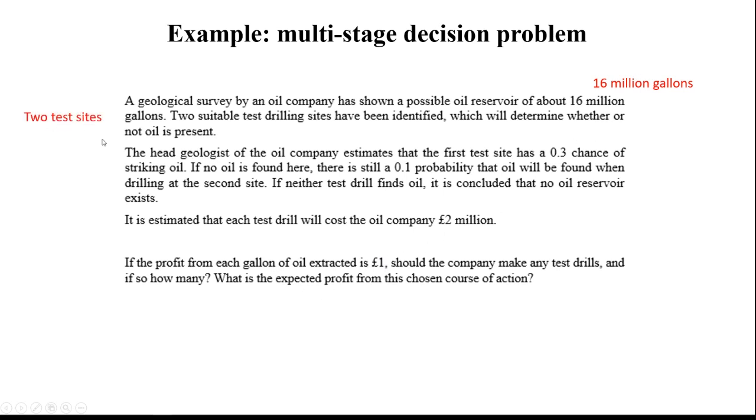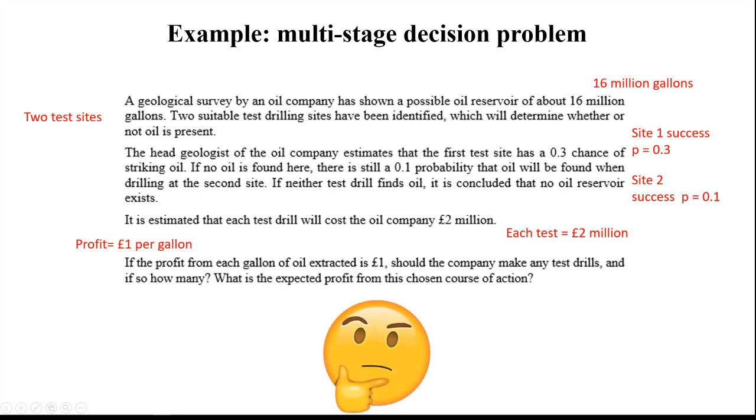There are two test sites, right? The probability of the first test site being successful is 30%, while the second one is only 10%, right? And each test drill costs 2 million. Obviously, since the profit is £1 per gallon, the total profit, if they do find oil, is going to be 16 million pounds. So, based on this, now we need to figure out what is the best course of action. Should the company make any test drills, and if so, how many, right? That's the question, and we need to solve this using decision trees.